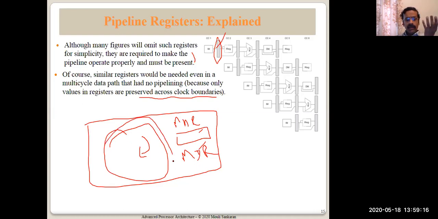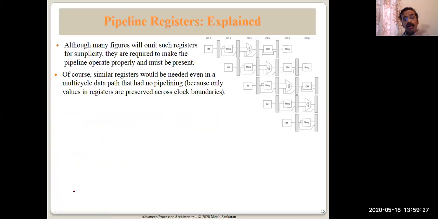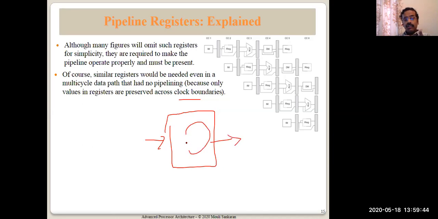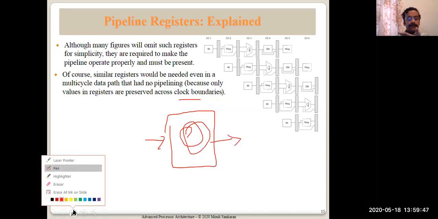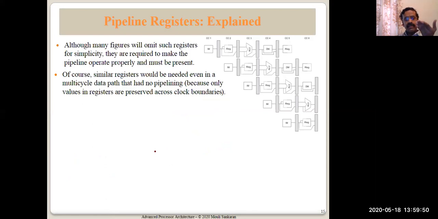They are all required for storing some values. Remember, a combinational circuit cannot store the value. Only flip-flops can store the value. So you need registers which are constructed using flip-flops to store the value across the clock boundaries. When I say clock boundary, it means between two clock cycles, the values are preserved only in the flip-flops, not in the combinational circuit. Combinational circuits just behave based on the input, they give output. They don't store. There is no storage element in combinational circuits. Combinational circuits means some combination of AND and OR gates constructed together. I'm just going back into digital design.